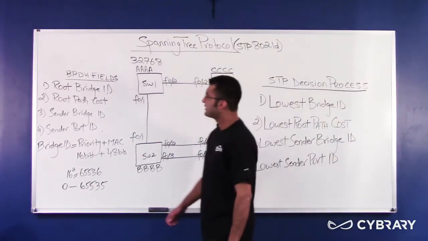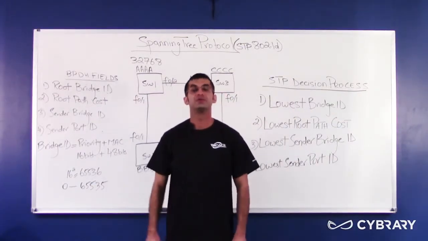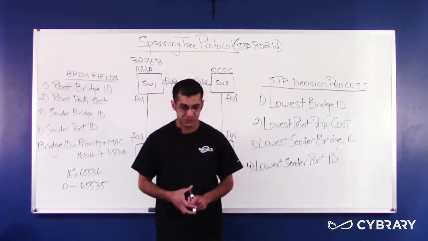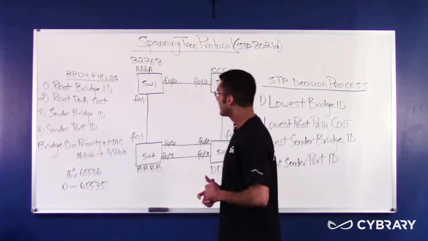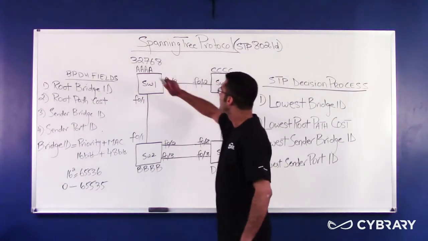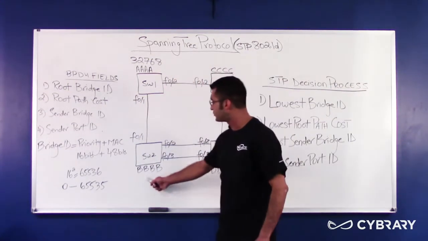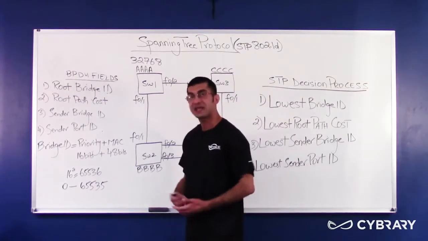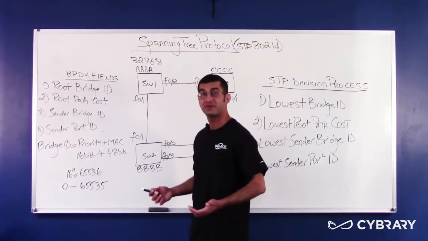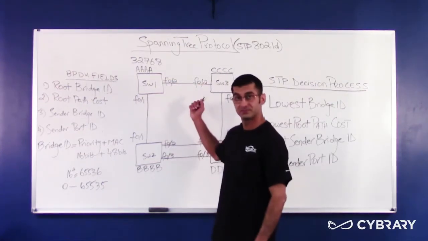A root bridge is elected according to the lowest bridge ID. So the switch with the lowest bridge ID becomes root. So now if every switch's priority field is set to 32768, and that is the same, the switch with the lowest MAC address becomes the root as a tiebreaker.